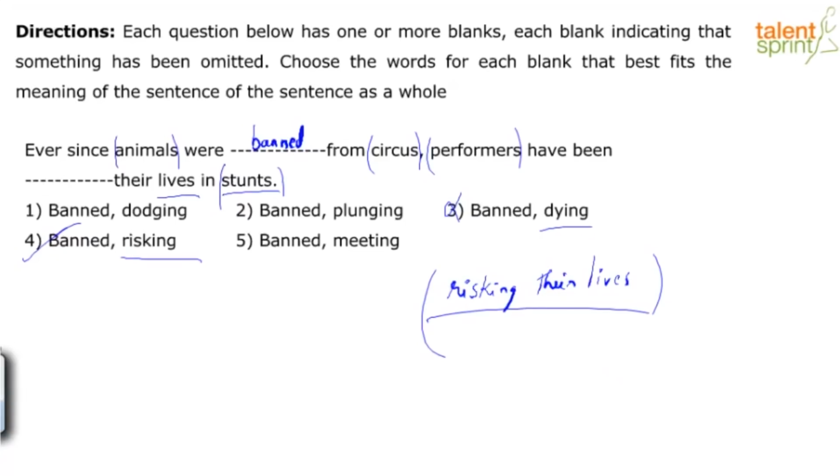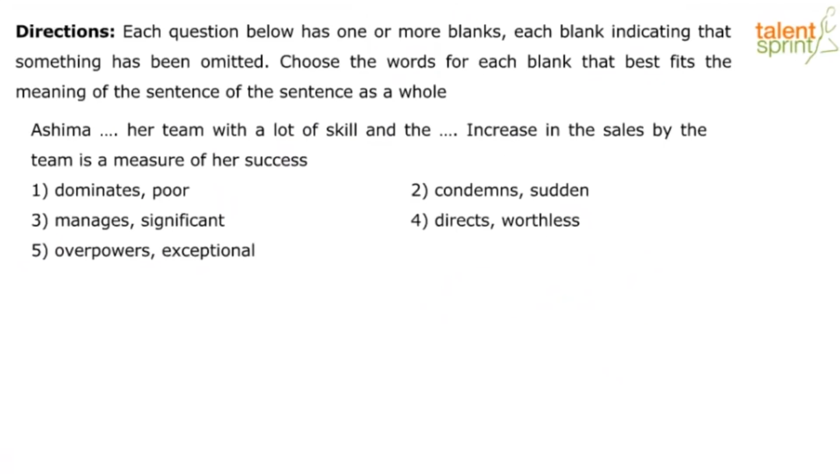Tulasi, correct. Yeah, let's move on. Ashima dash her team with a lot of skill, and the dash increase in the sales by the team is a measure of her success. Again, let's look at the context. Understand the context first. Is the context giving me a positive or a negative meaning? Let's answer that first. There are clues in the context which will help you.